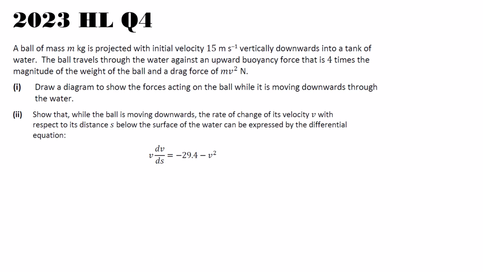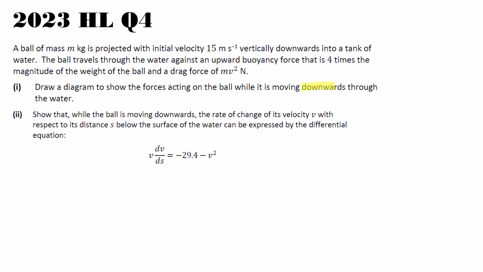So this is question 4 from the 2023 higher level paper. A ball of mass m kg is projected with initial velocity 15 meters per second vertically downwards into a tank of water. The ball travels through the water against an upward buoyancy force that's 4 times the magnitude of the weight of the ball and a drag force of mv squared. Draw a diagram to show the forces acting on the ball while moving downwards through the water, and that's important.